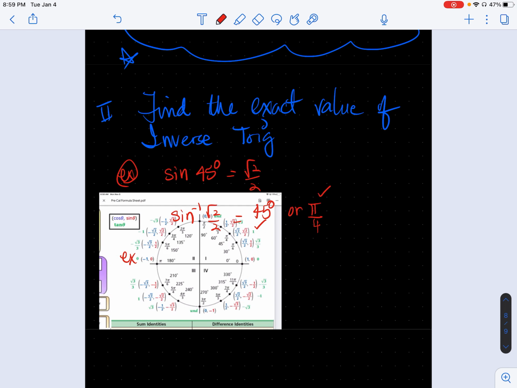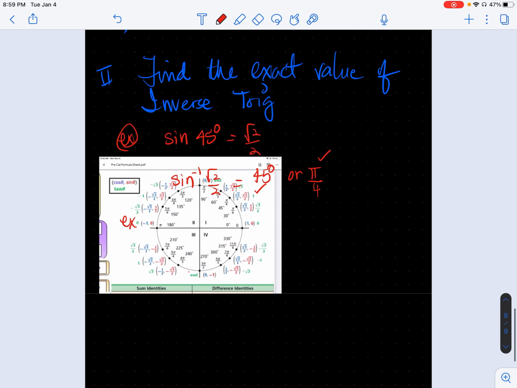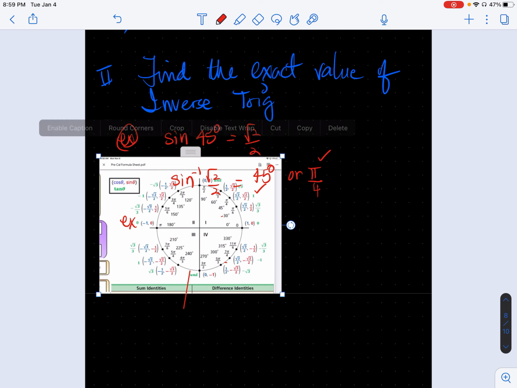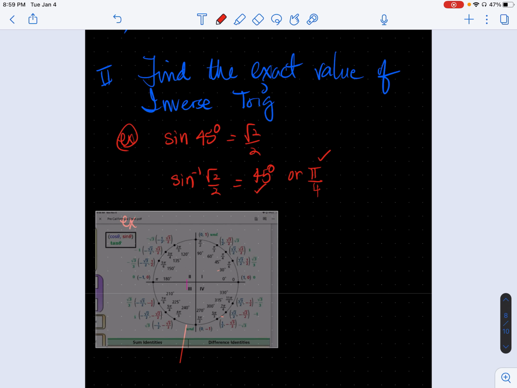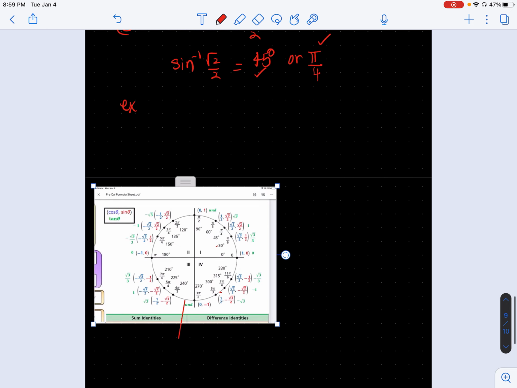Okay. Oops. Let's see if I can further scoot it down. Sorry about that. Let's just scoot it to the next page.